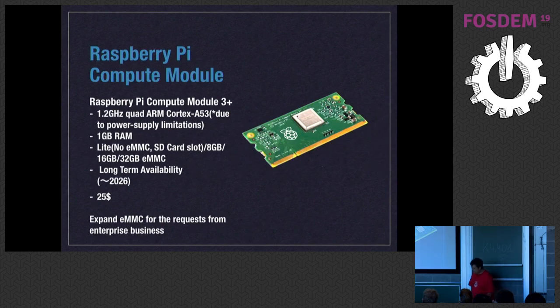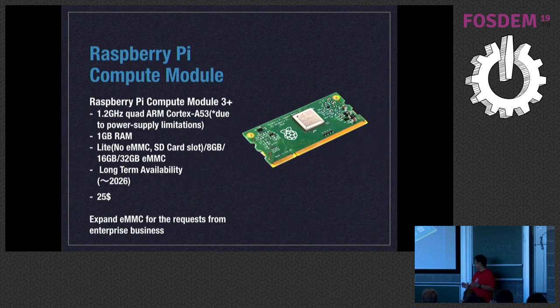And lately they announced the Compute Module 3. It is used for embedded computing, and it supports eMMC up to 32 gigabytes. They know there is an issue with the SD card: it sometimes corrupts data, and you have to reinstall at the moment. So it is better to use eMMC to keep the data safe, so they decided to offer various versions of eMMC for embedded computing.